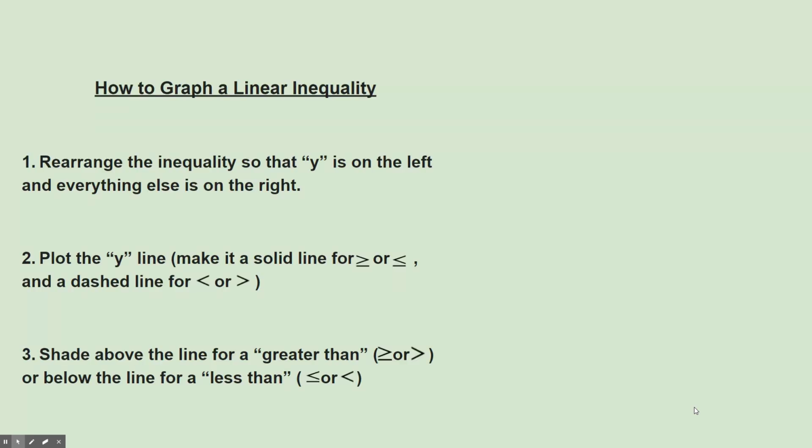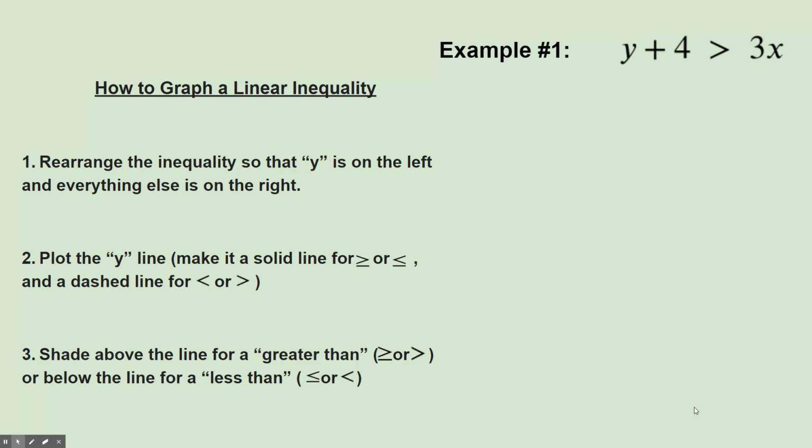So the rules first to solving inequalities is first we're going to rearrange the inequality so that the y is on the left and everything else is on the right, okay? Then we're going to plot the y line. We're going to make it a solid line if it's greater than or equal to or less than or equal to, and it's going to be a dashed line if it's less than or greater than. We're going to shade above the line if it's greater than, and we're going to shade below the line for a less than. So our first example is y plus 4 is greater than 3x.